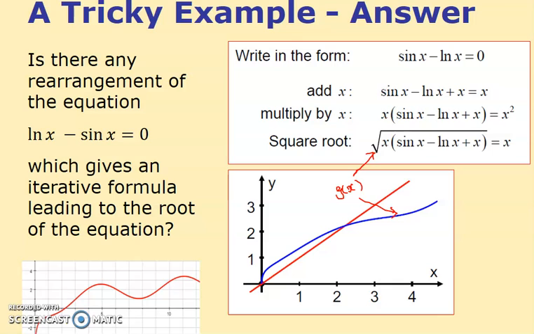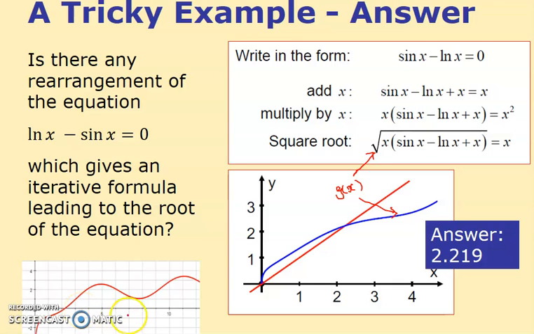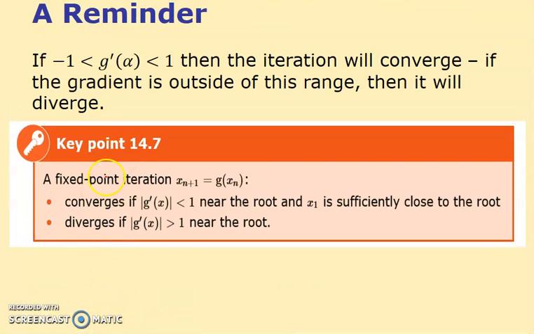It's an alternative way of looking at this. Let's just remind ourselves that these iterations work if the gradient isn't very steep near the root. So if the gradient is between -1 and 1 near the root, then it will converge. And if it's not, if it's gradient of 4 or gradient of -2.7, it will diverge and it won't find the root. So that's what all this says.